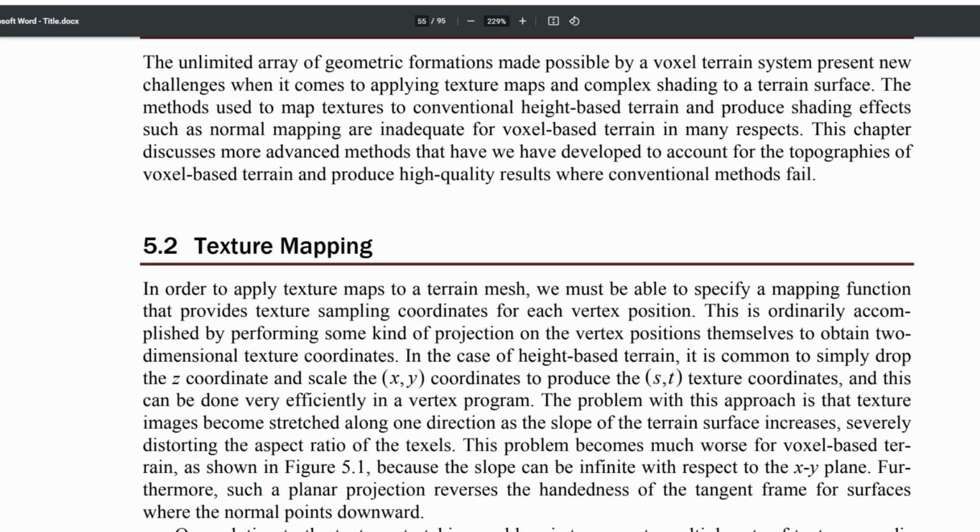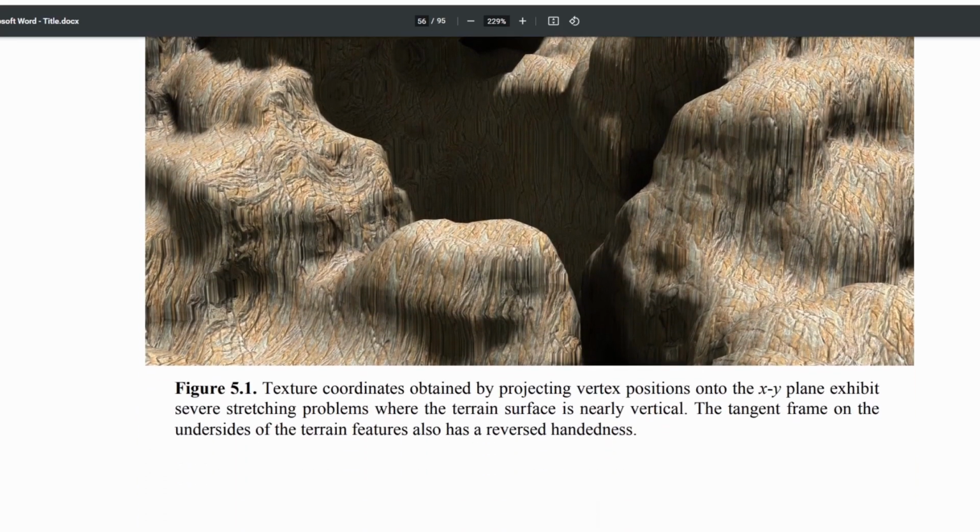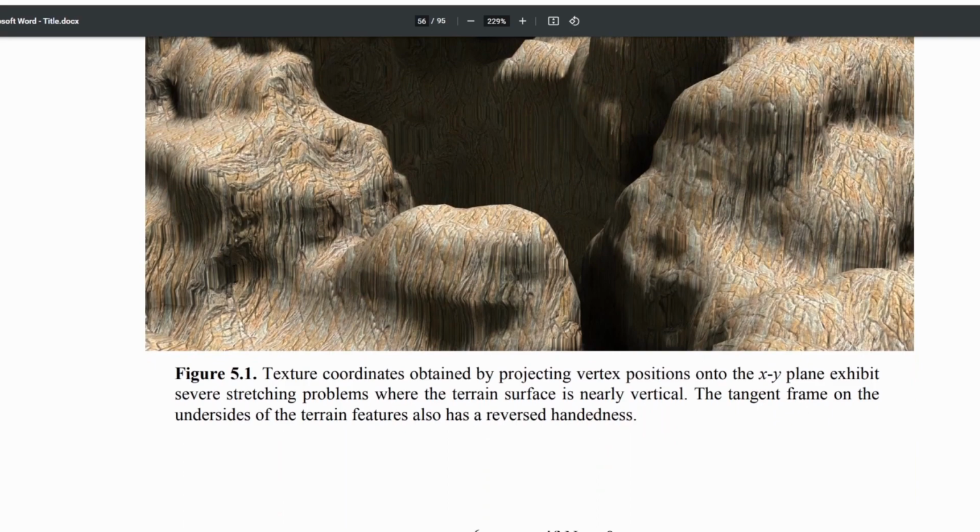The paper also mentions that this form of projection reverses the headedness of the tangent frame when surface normals face downward, and that problem is demonstrated here in the paper, and I have also recreated it here in the code.